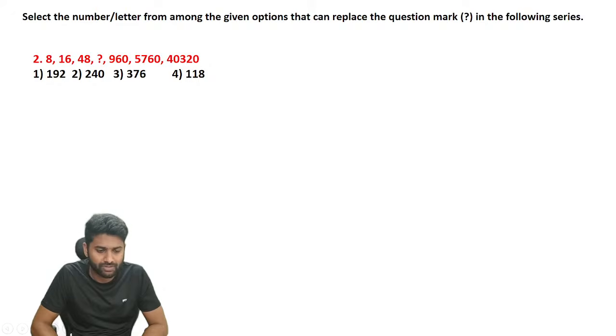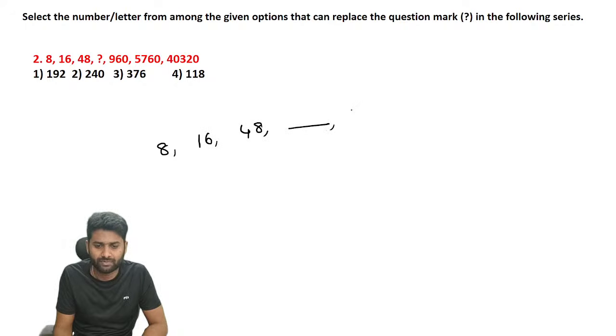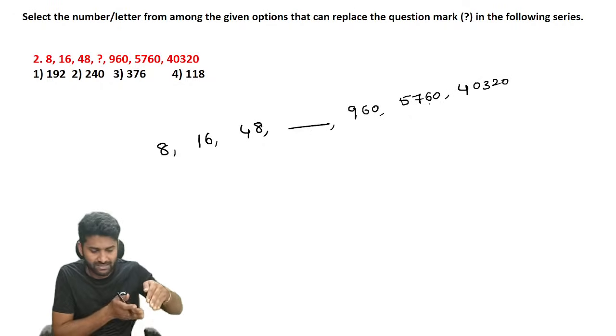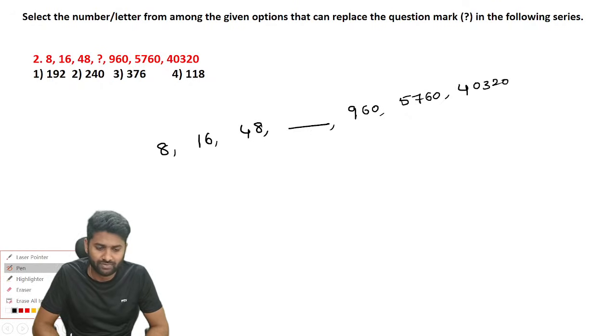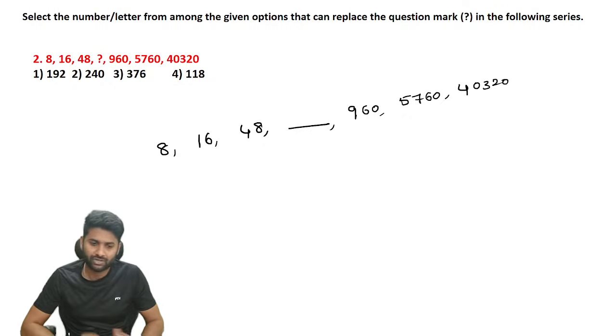Let's move on to question number 2. Again, we have a set of numbers: 8, 16, 48, then the missing number, 960, 5760, 40,320. Remember that if numbers suddenly increase, verify in terms of multiplication. Maximum 99% of the time the logic is in terms of multiplication only, either single operation or double operation.